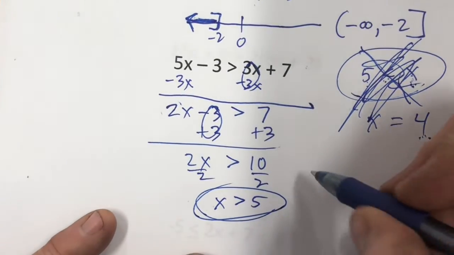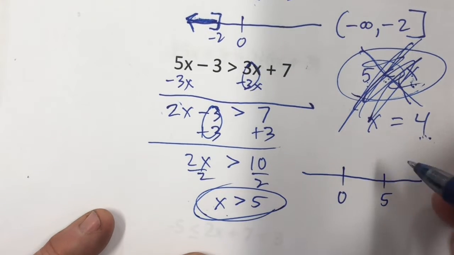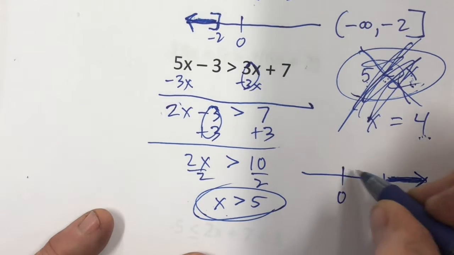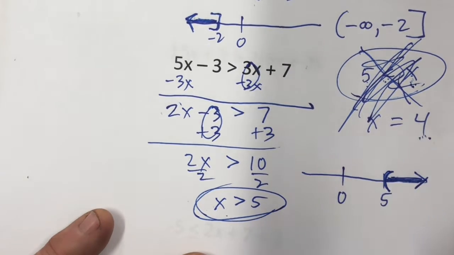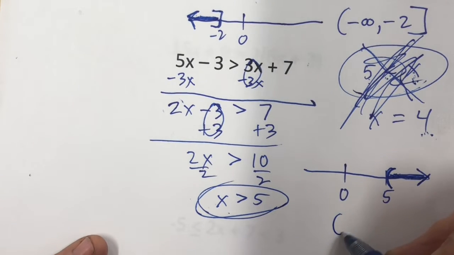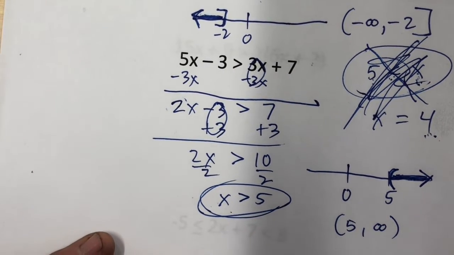Now, if I draw my number line, all right, here's 0, here's 5. X is greater than 5, which means it's going to go this way, but it does not equal it, so I'm going to put a parenthesis right here. And that's how I graph it. And my interval for that, the low is 5, and the high would be infinity because it goes forever. So that's what it would look like.